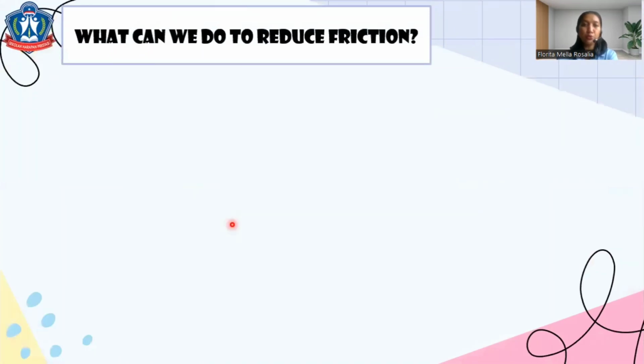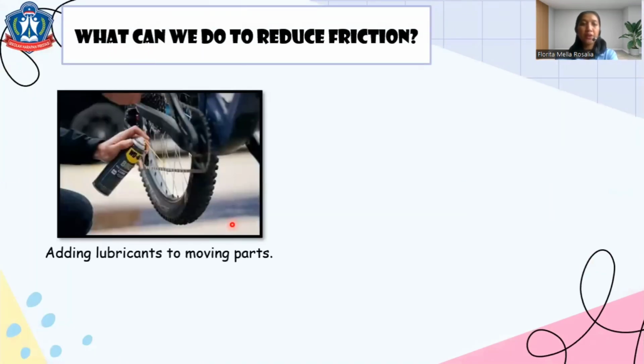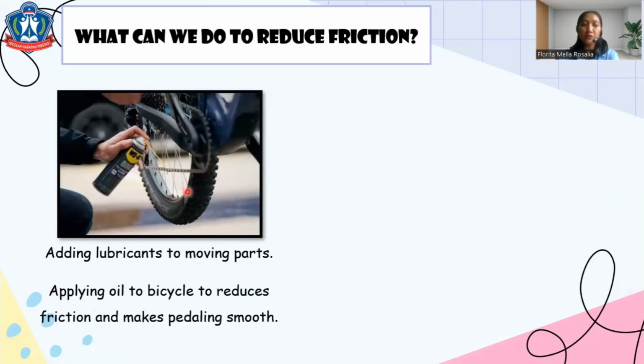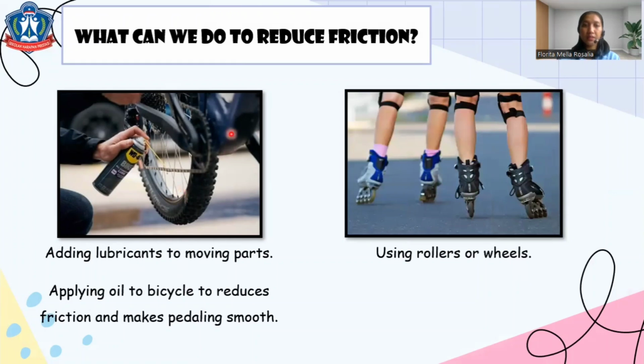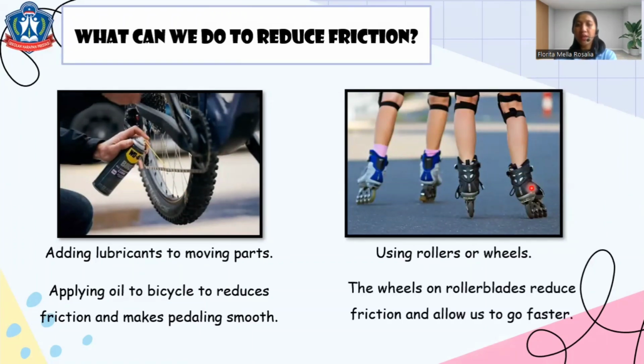And what can we do to reduce friction? First, you can add lubricants to moving parts. Applying oil to a bicycle reduces friction and makes pedaling smooth. And the second one, using rollers or wheels. The wheels on roller blades reduce friction and allow us to go faster.